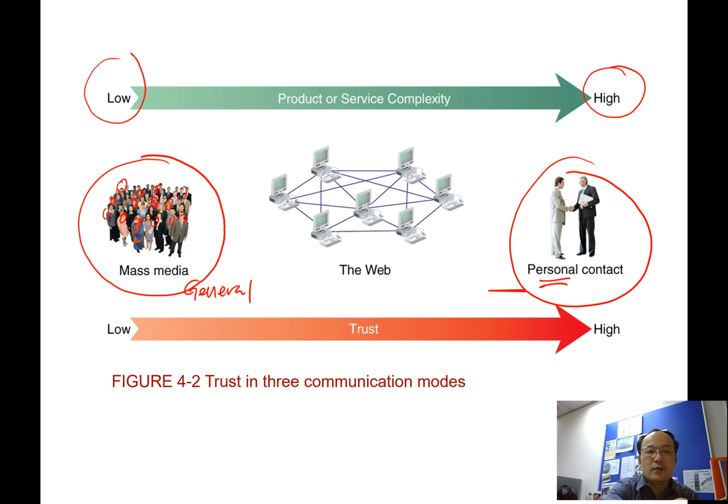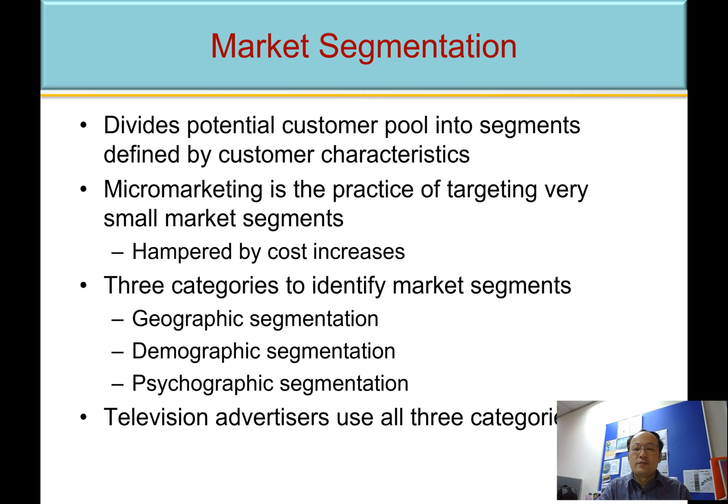Whereas in general or mass communication, the product and service is general and common. You don't need to tailor make, but here we must have tailor-made products or services. Then the trust increases. Customers believe you are taking care of them, that you understand them. So market segmentation is important to make this happen.